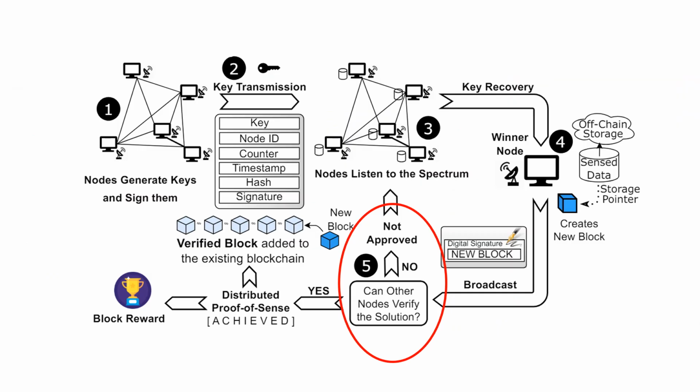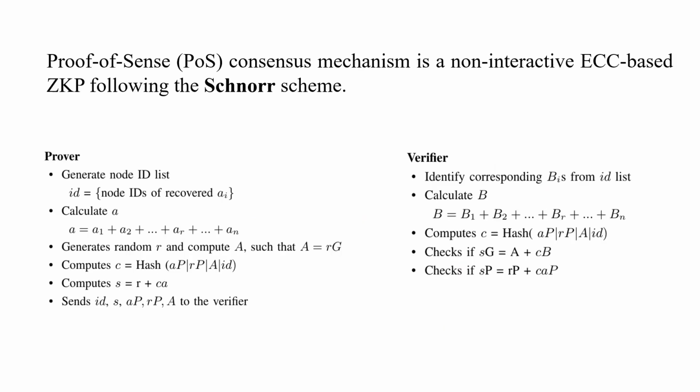In this fifth step, we do the verification process. Once a node creates the block and transmits it to other nodes, the other nodes will verify this block themselves before they add it to their local chain. Here we are doing the verification process using an elliptic curve based zero knowledge proof followed by the Schnorr scheme. Here the prover collects multiple keys and generates a final key A.